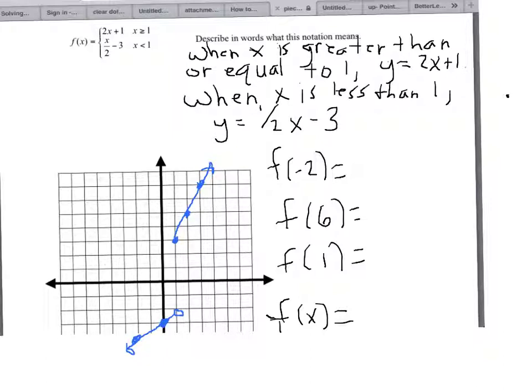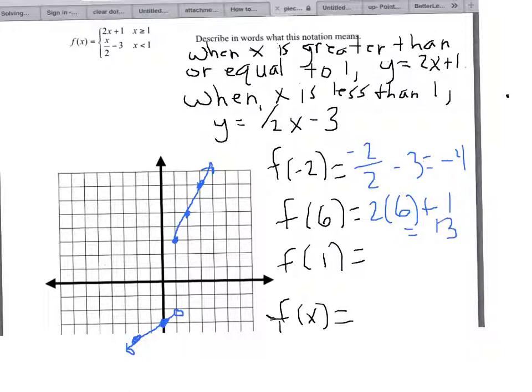And then I have them evaluate in the warm-up f of -2. That means that x is -2, so you're going to go to the domain which that would fit into, which would be the second equation where x is less than 1. So you would have -2 divided by 2 minus 3, and that's going to be -1 minus 3, which is -4. And then you'd have 6 plugged in. It would be the one which is greater than or equal to 1, which is the top equation. So that's going to be 2 times 6.